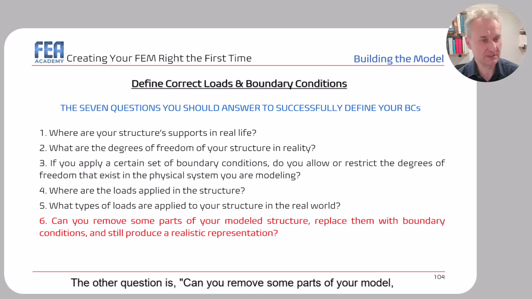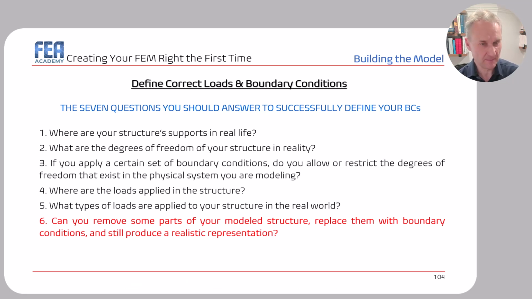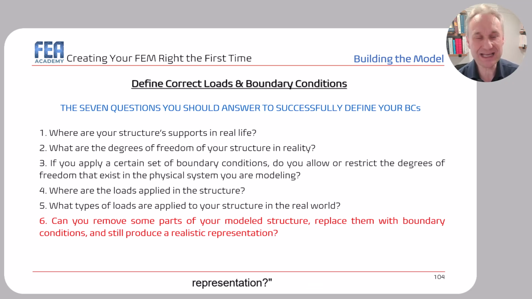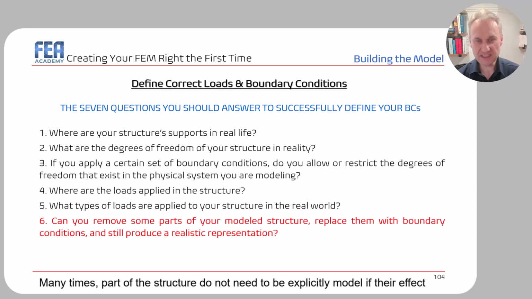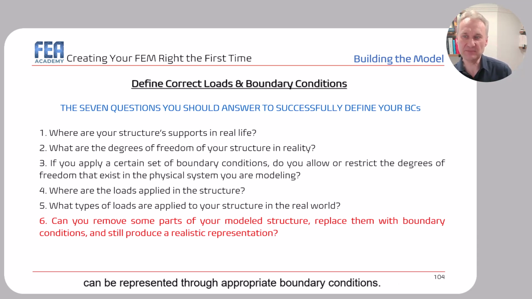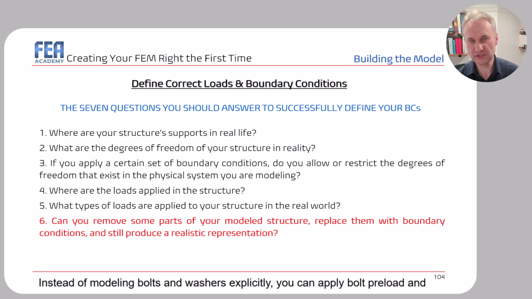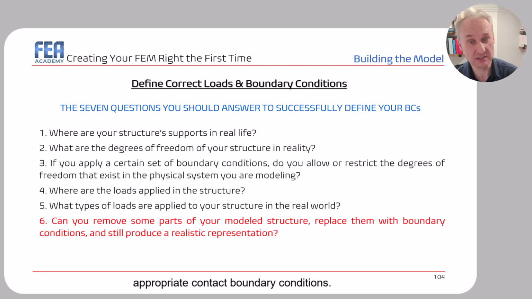The other question to answer is, can you remove some parts of your model, replace them with boundary conditions, and still produce a realistic representation? Many times, parts of the structure do not need to be explicitly modeled if their effect can be represented through appropriate boundary conditions. Let me give you an example. Instead of modeling bolts and washer explicitly, you can apply bolt preload and appropriate contact boundary conditions.